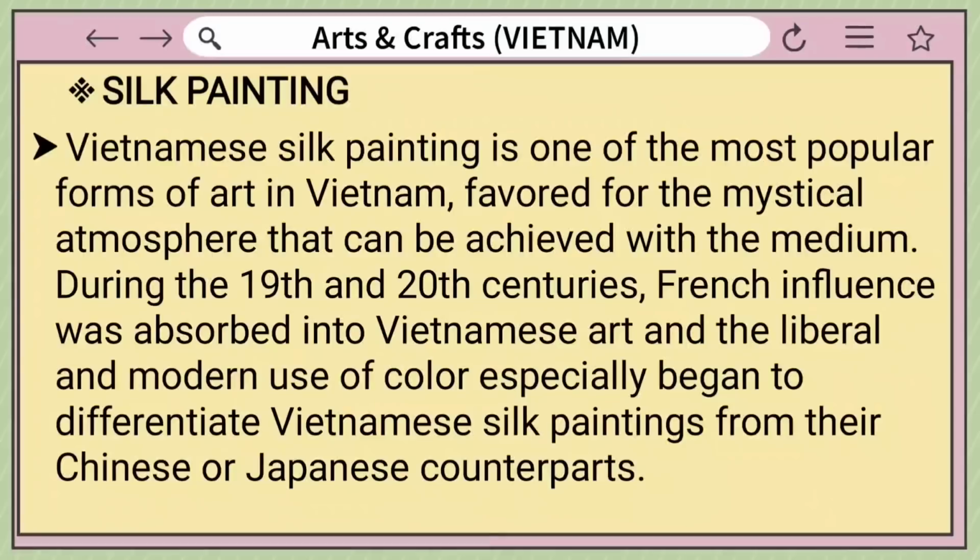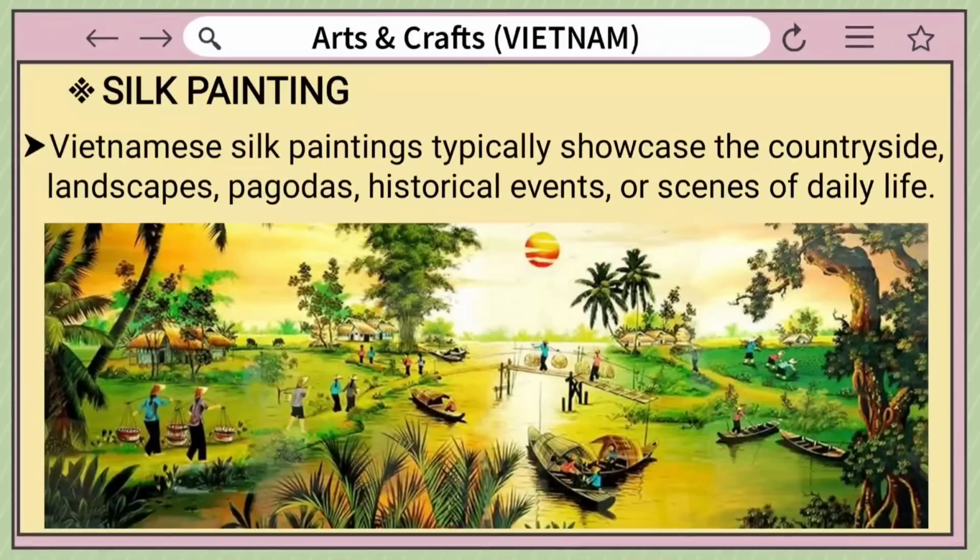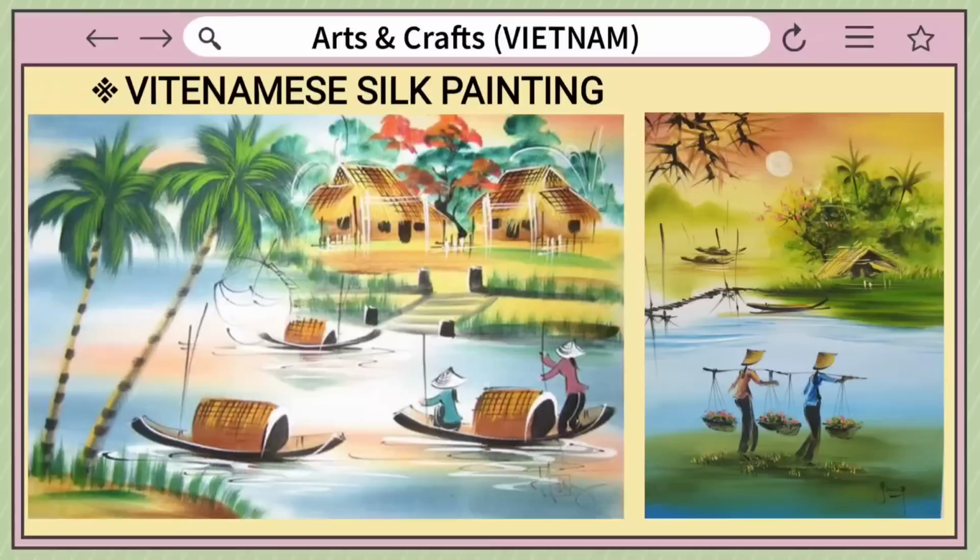During the 19th and 20th centuries, French influence was absorbed into Vietnamese art, and the liberal and modern use of color especially began to differentiate Vietnamese silk paintings from their Chinese or Japanese counterparts. Vietnamese silk paintings typically showcase the countryside, landscapes, pagodas, historical events, or scenes of daily life. Here are some other examples of Vietnamese silk painting.